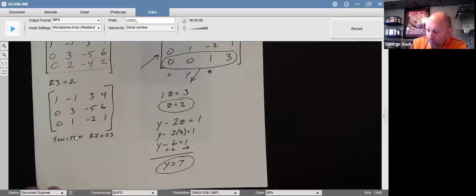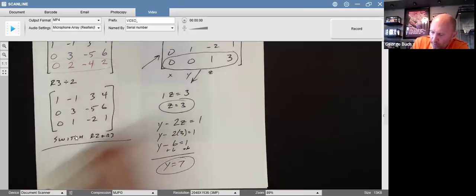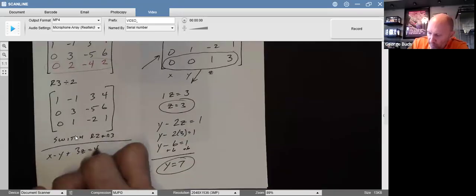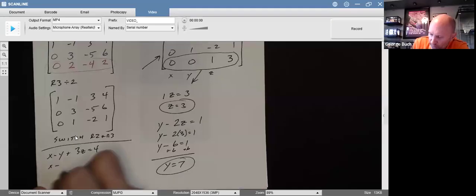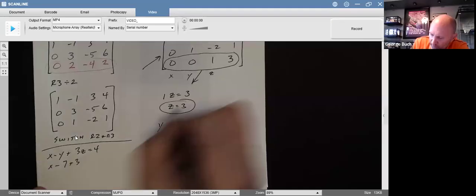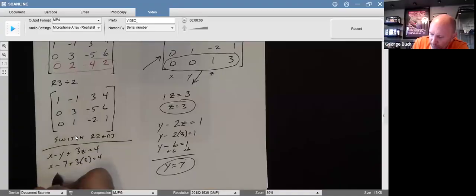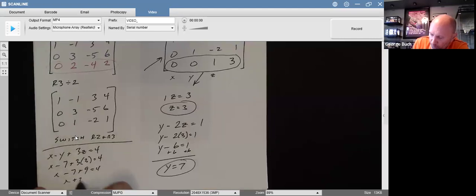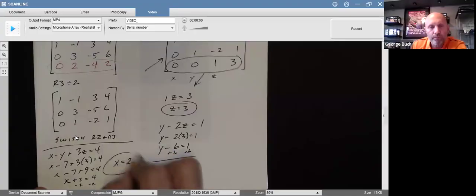And now that I have that, I can use the first row, which is x minus y plus 3z is 4. Plug in my values for y and z. So x minus y, which is 7, plus 3 times z, which is 3, is equal to 4. So x minus 7 plus 9 is 4. X plus 2 is 4. So subtract 2 from both sides tells me that x is equal to 2.